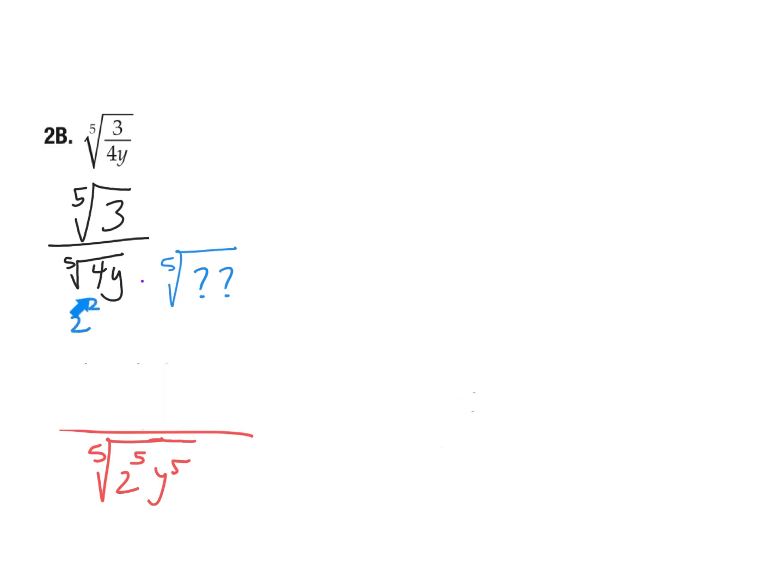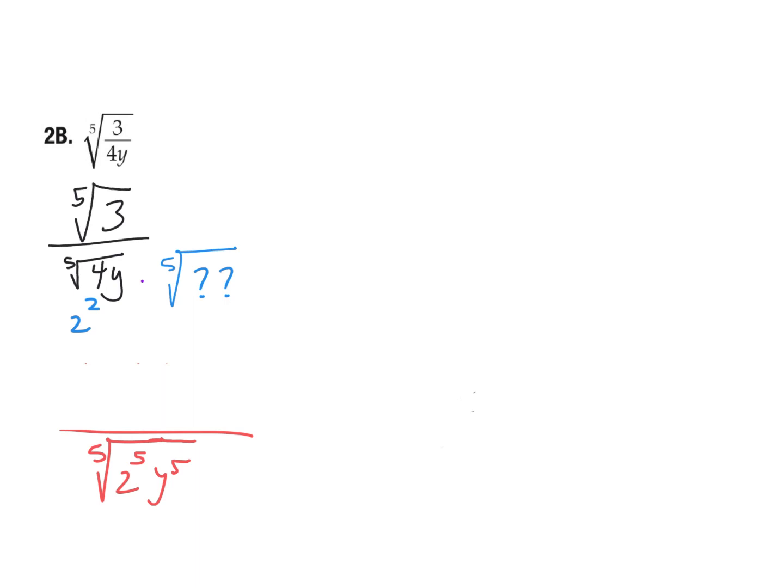2 to the 2nd times what gives me 2 to the 5th? And somewhere in your notes, maybe you need to write that question down. Y times what gives me y to the 5th? Another way to do that is to divide them. 2 to the 5th divided by 2 to the 2nd. Y to the 5th divided by y. Raise your hand if you think you know what it is. Okay? 2 of you.